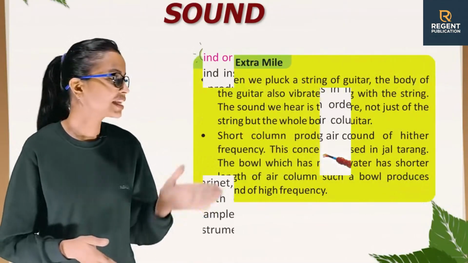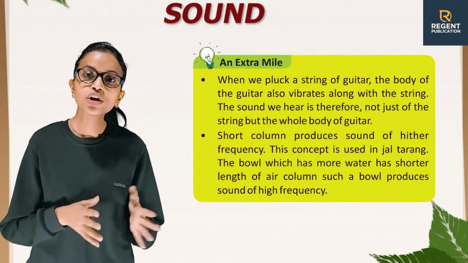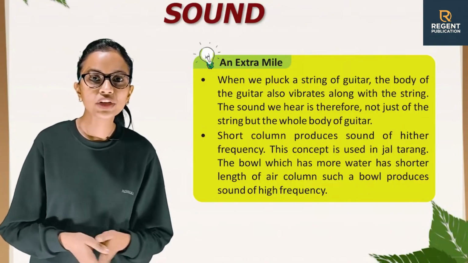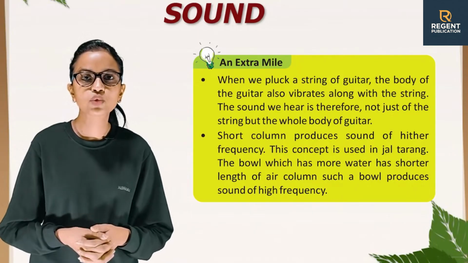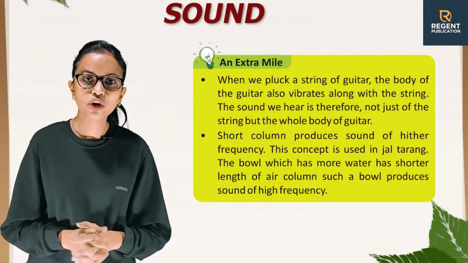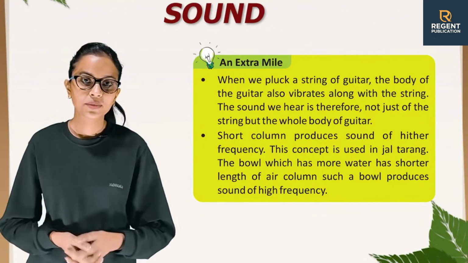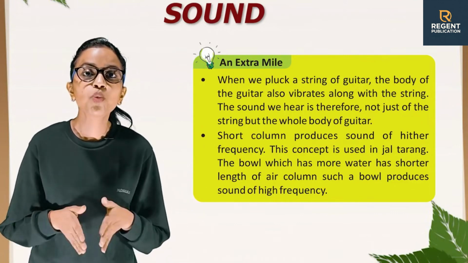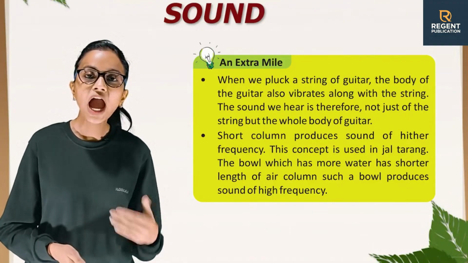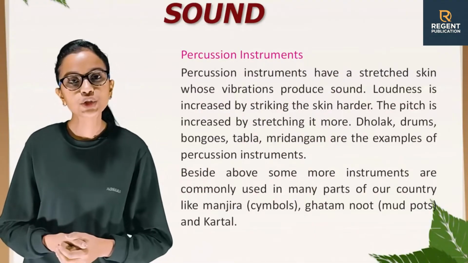So it's time for an extra mile. When we pluck a string of a guitar, the body of the guitar also vibrates along with the string. The sound we hear is therefore not just of the string but of the whole body of the guitar. A short column produces sound of higher frequency. This concept is used in Jal Tarang. The bowl which has more water has a shorter length of air column, so the bowl produces sound of high frequency. So next one is percussion instruments.